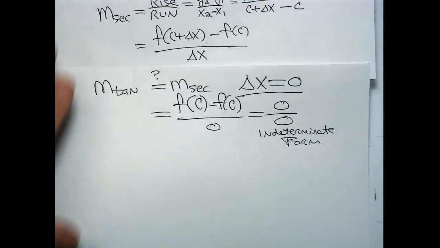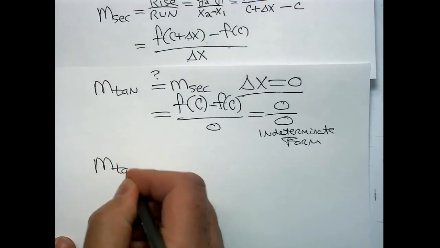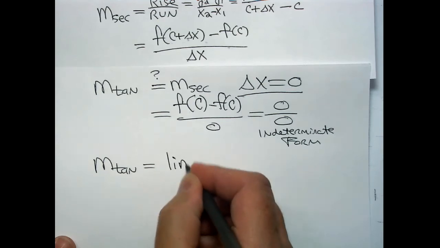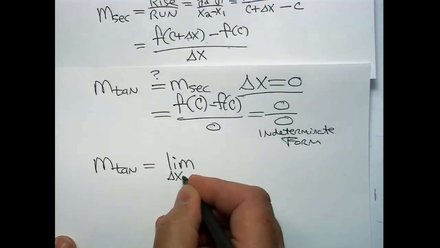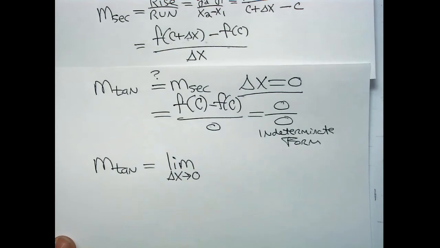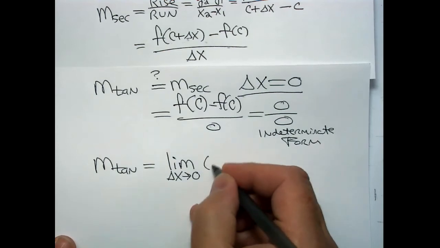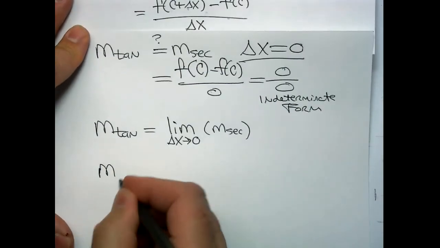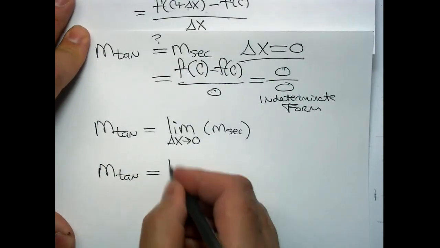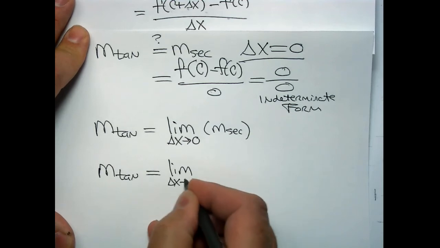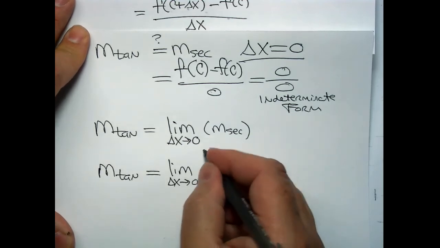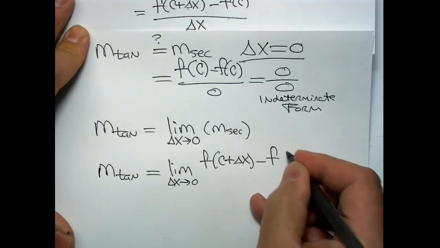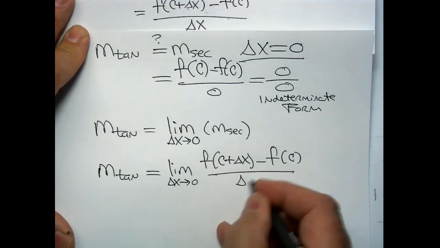So we have a process that allows this to happen without actually reaching delta x equaling 0, and that's a limit process. So let's use a limit to sort of nudge delta x along to 0, and let's do that on the formula for secant slope. Therefore, the tangent slope should be the limit as delta x is nudged along to 0 of f of c plus delta x minus f of c, all over delta x.